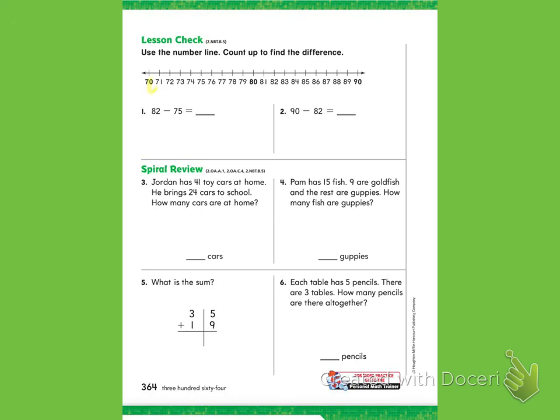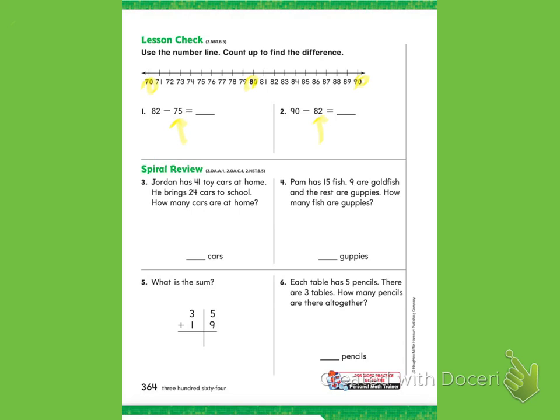Okay? Go ahead. You're going to highlight those multiples of 10. You're going to do the same thing on number 1. You've got 82 minus 75. Number 2, 90 minus 82. Just don't forget, you always start there to count up.